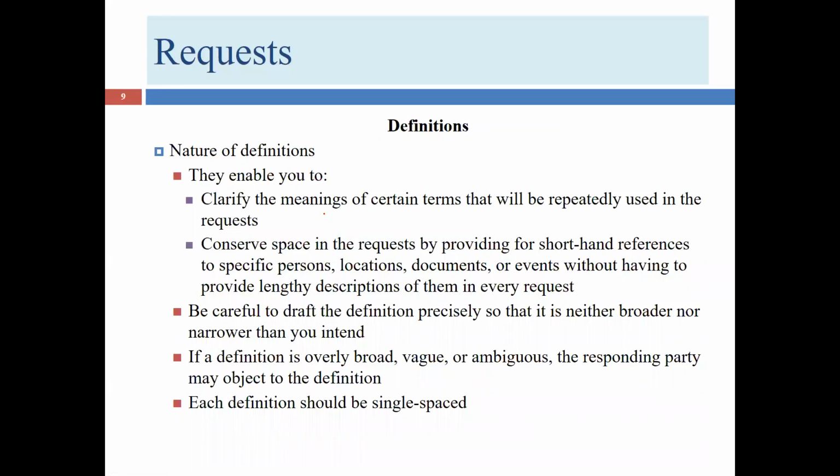You want to define the term precisely. Not overly broad, not overly narrow. You want to consider exactly what you want to have drafted. If it is vague or ambiguous, the responding party may object to the definition or may answer questions based upon his interpretation that is advantageous for him. And again, just like the instructions, typically the definitions are going to be single-spaced.